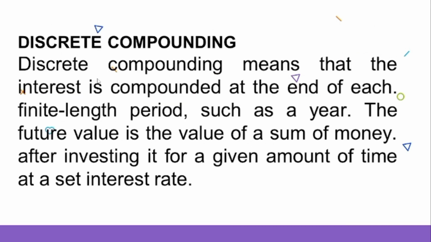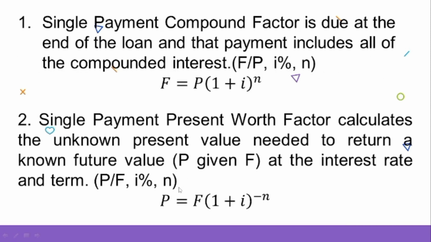So when we say discrete compounding, it means that the interest is compounded at the end of each finite length period, such as a year. The future value is the value of sum of money after investing it for a given amount of time at a set interest rate. So we have the single payment compound factor. This is due at the end of the loan, and that payment includes all the compound interest. So it can be represented this way: the future amount given the present value.